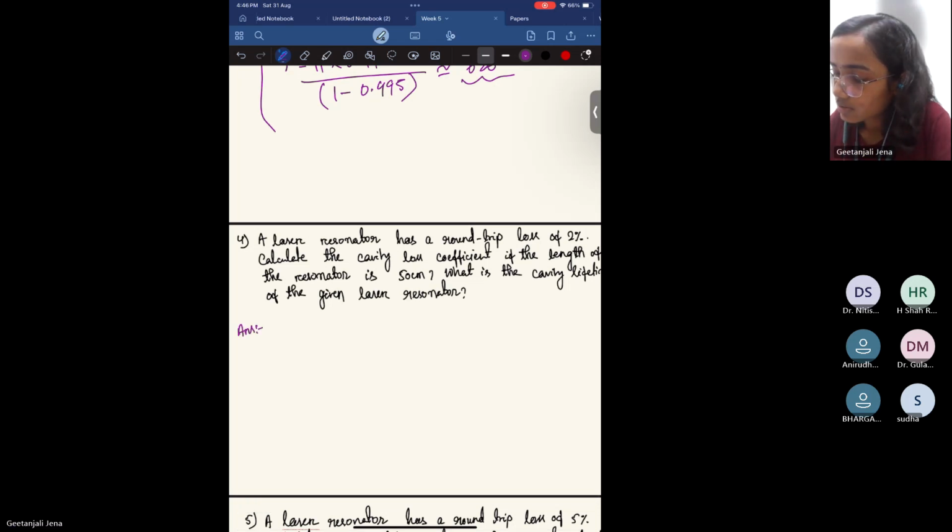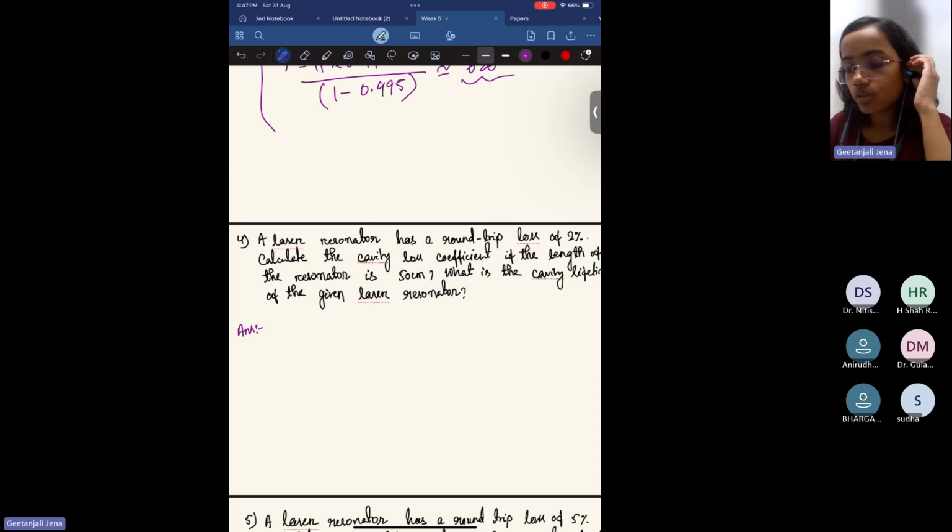So the next problem is: a laser resonator has a round trip loss of 2%. Calculate the cavity loss coefficient if the length of the resonator is 50 centimeter, and what is the cavity lifetime of the given laser resonator. Okay.